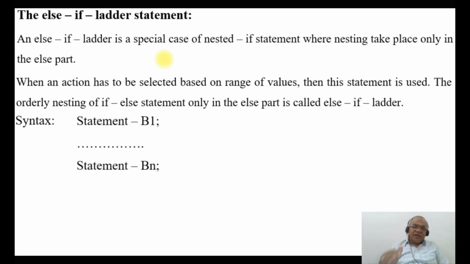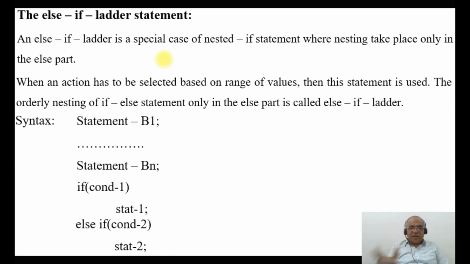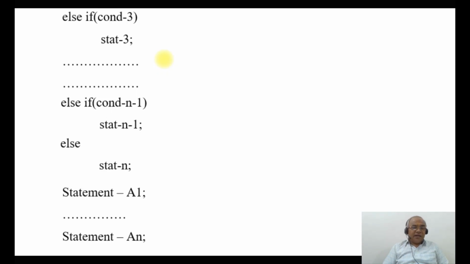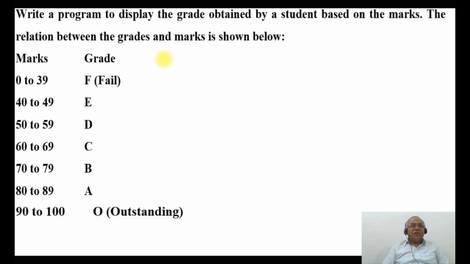So the syntax is: we have the statements B1 to Bn. If condition 1 is satisfied, that is true, then statement 1 is executed. Else if it is not satisfied, it goes to else if condition 2. If that condition is true, statement 2. Else if it is false, go to condition 3, then statement 3 is executed, and so on. Then else if condition n minus 1, statement n minus 1. Else you go to statement n. Then you continue with statements A1 to An. So this is how it normally takes place.